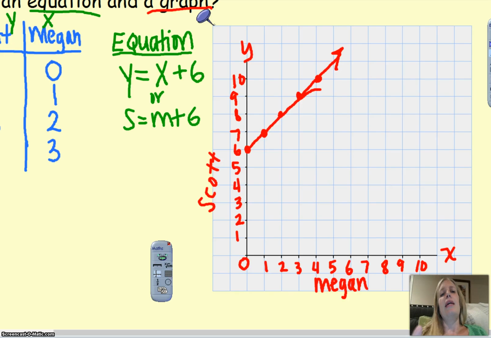So that's making a table, an equation, and a graph. And we're going to practice these more in class because these ones are our hard ones.